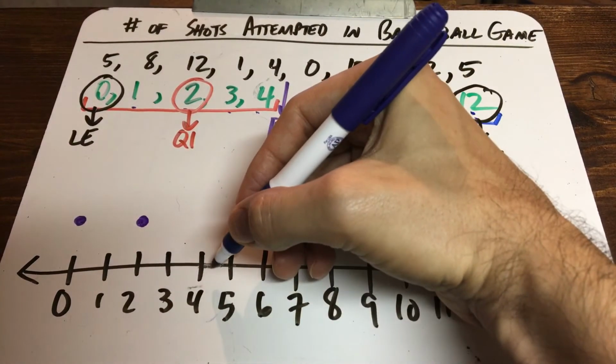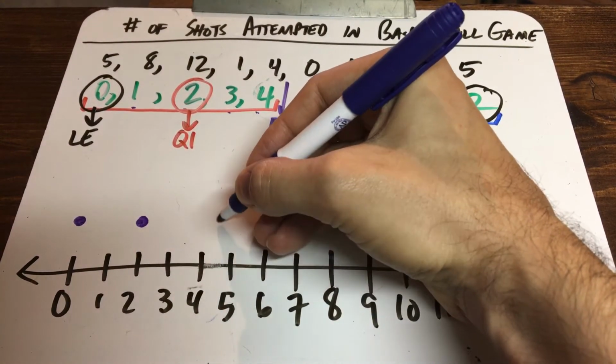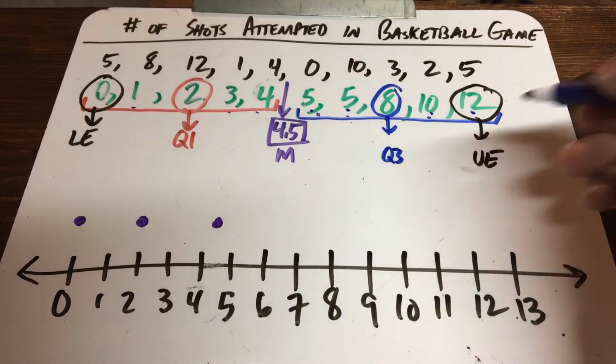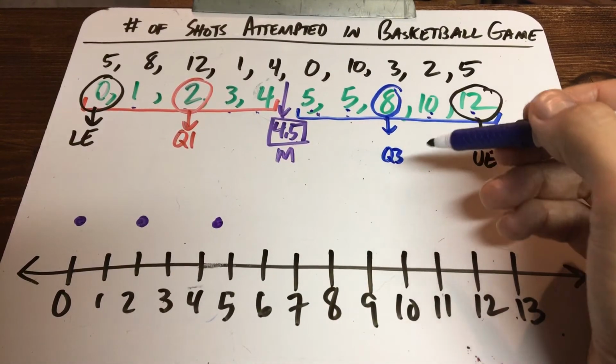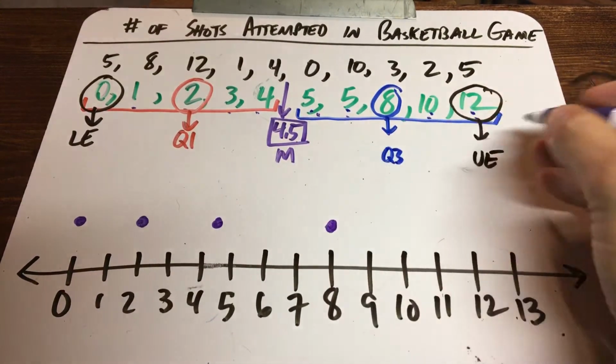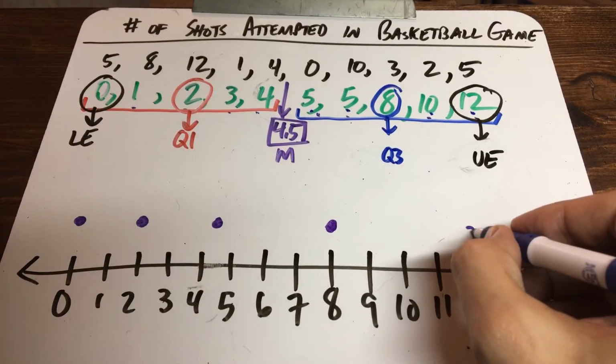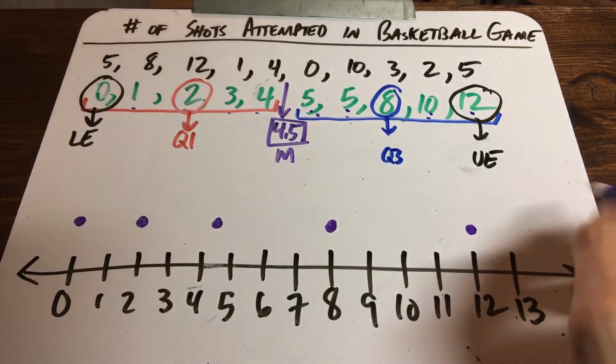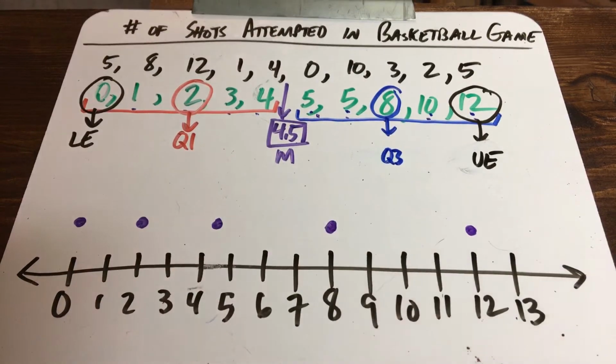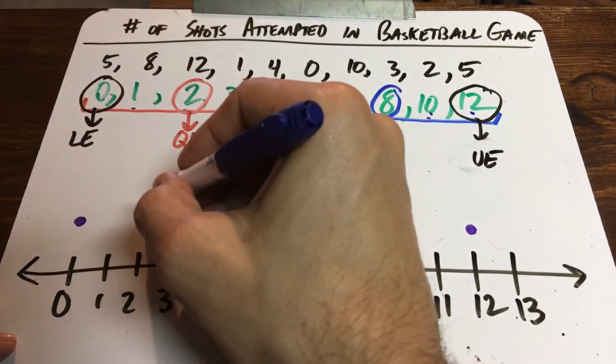4.5 is the median. Now 4.5 is obviously halfway, kind of right here where it's smudged, right there. The upper quartile, quartile 3, the third quartile is 8. And then our upper extreme is 12. That was the highest, the person who shot the most on the basketball team. So this is how it typically looks. Usually I have 5 dots. The last one's just kind of weird.